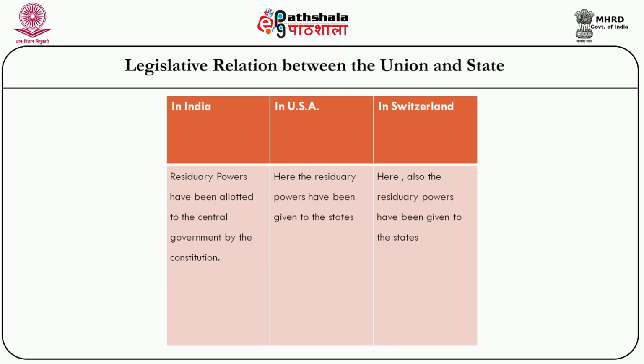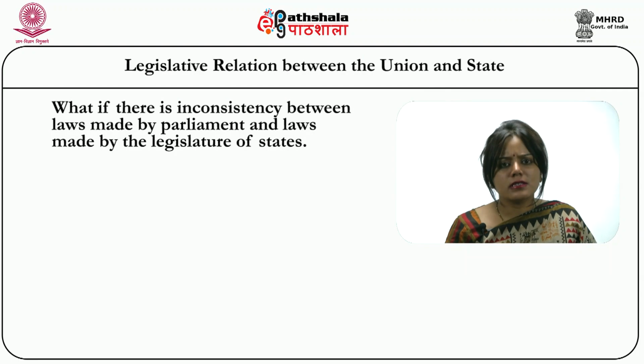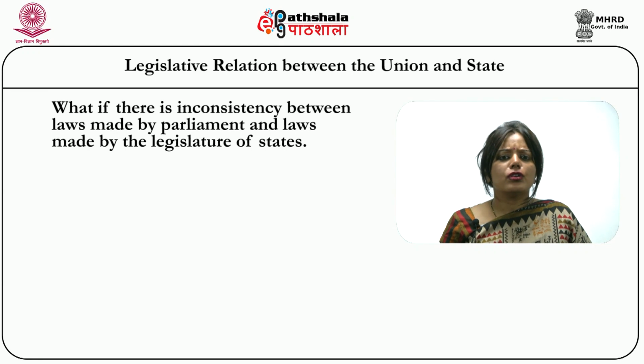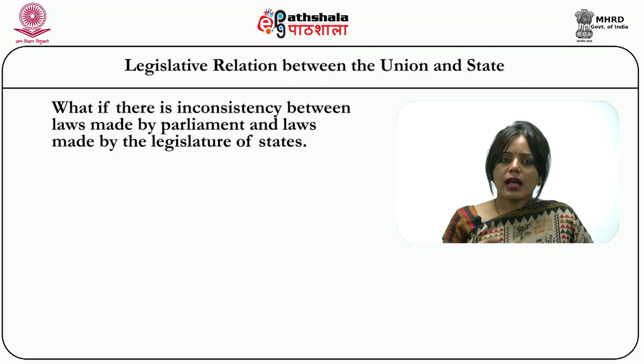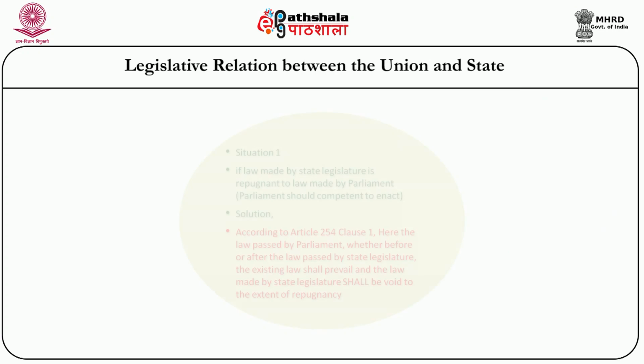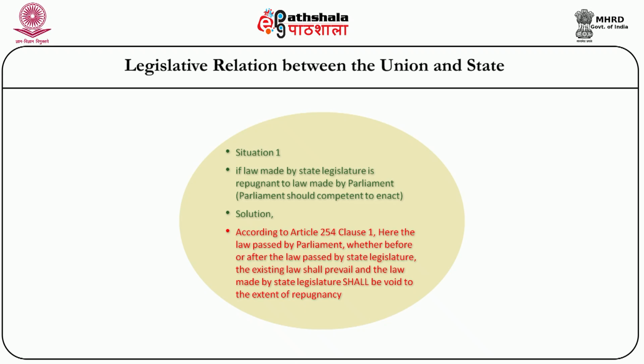So, as I gave you the hint about the problem in the beginning, the problem is: what if there is inconsistency between laws made by Parliament and laws made by the legislature of states? I will start with the situation. If a law made by the state legislature is repugnant to a law made by the Parliament, which Parliament is competent to enact, then what will be the solution to such problems?